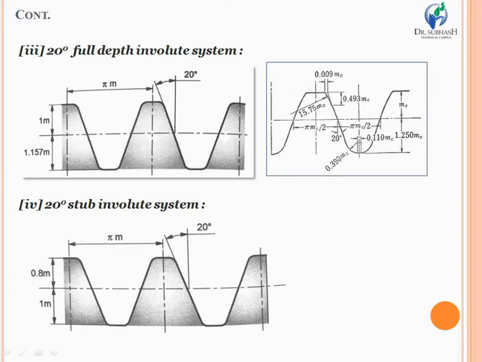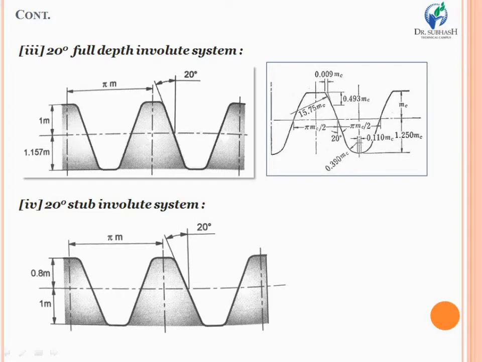Similarly, there is a 20 degree stub involute system also, and as we know, in the previous cases like the 20 degree full depth involute system or the 14.5 degree full depth involute system, we have seen that interference is the prime limitation of such types of gears.